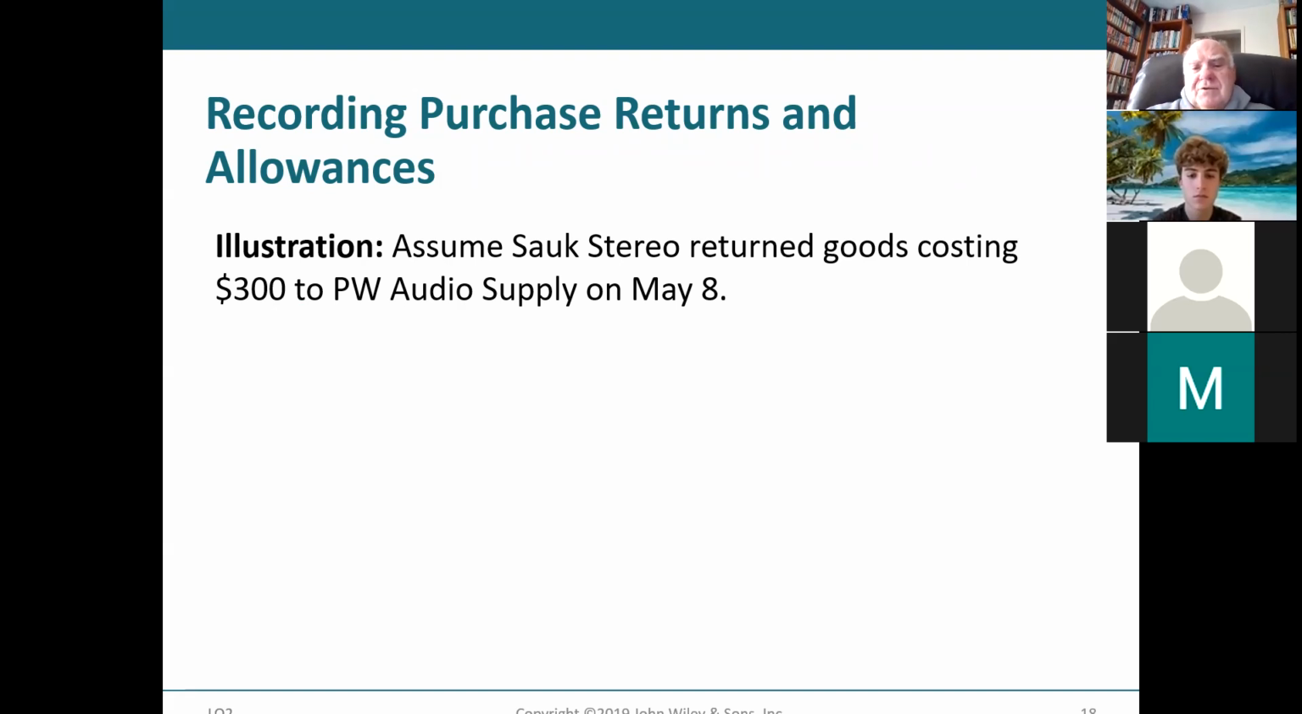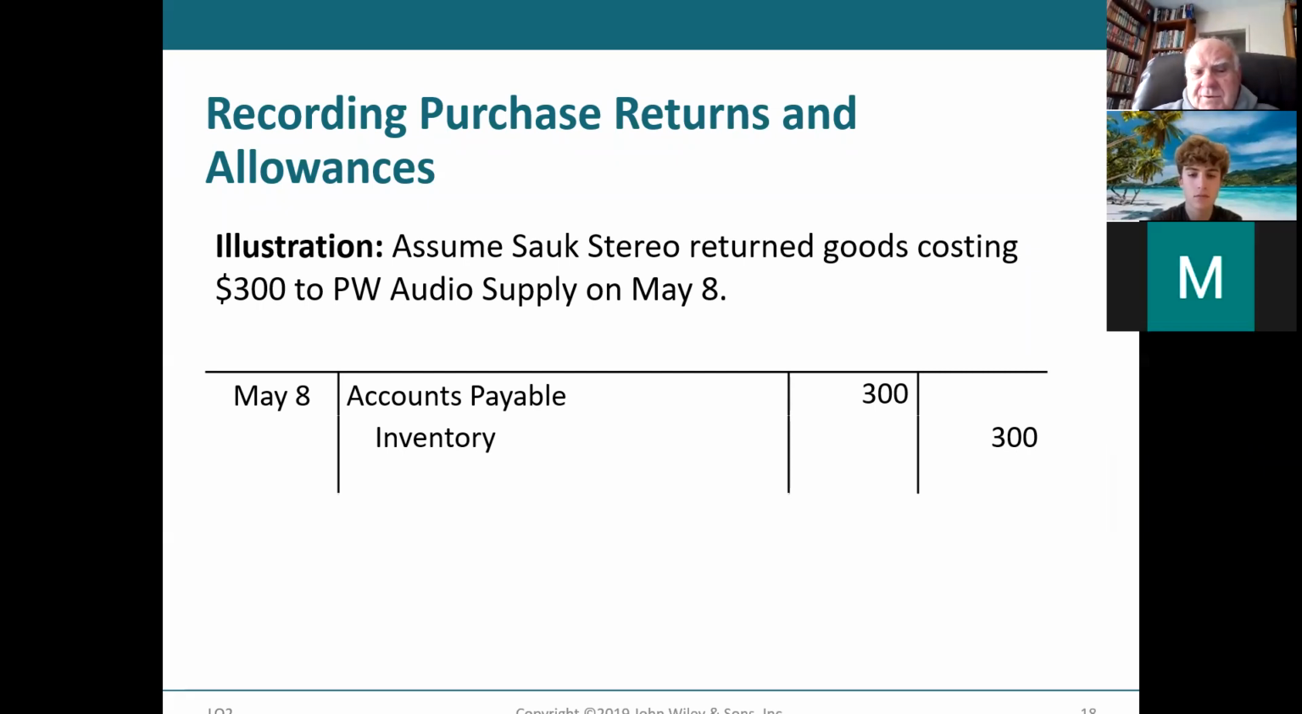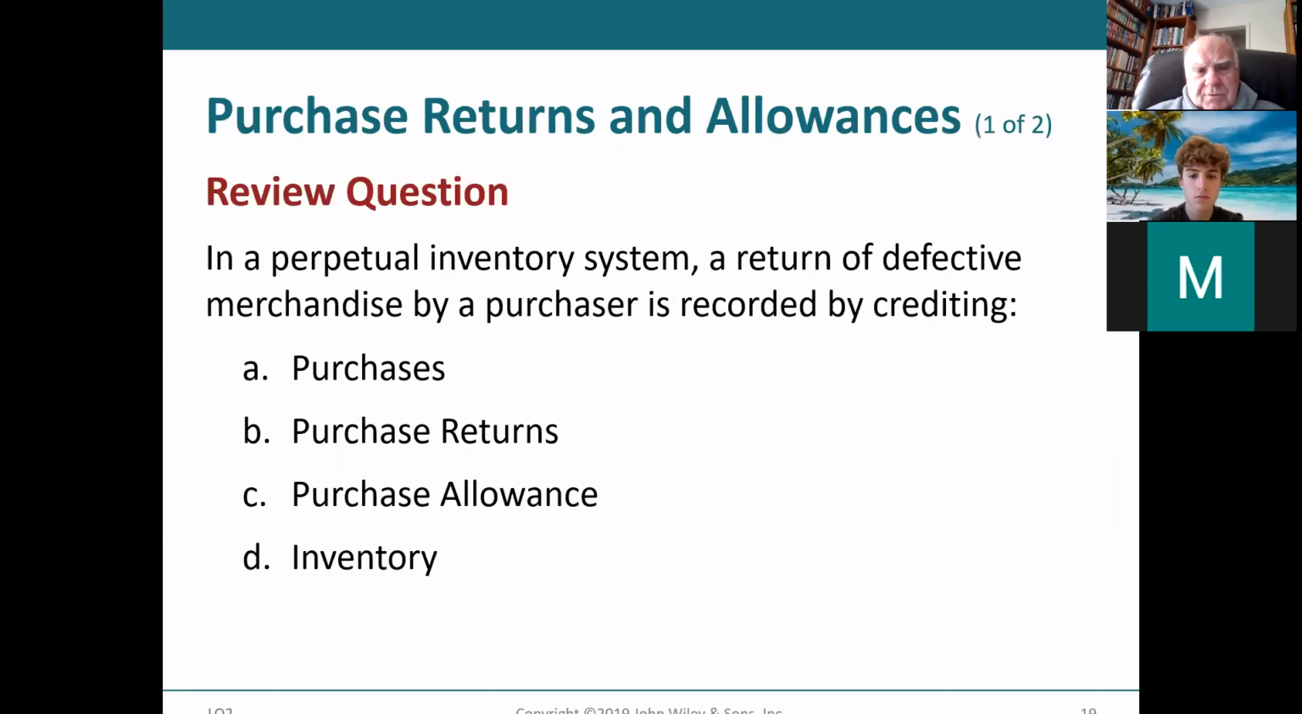Assume SOC Stereo returned goods costing $300. They would debit accounts payable and credit purchase returns and allowances. But we're in a perpetual inventory system, and in a perpetual inventory system, you credit the inventory. We return some goods, we debit accounts payable. We're either going to credit inventory if it's perpetual, or purchase returns and allowances if it's a periodic system. I think we want to concentrate more on the perpetual because that's the most normal one in the business world.